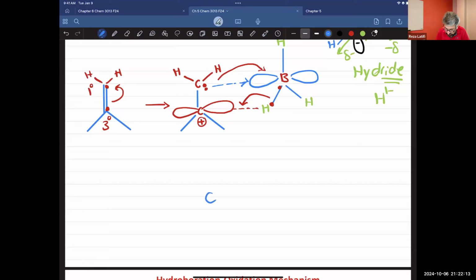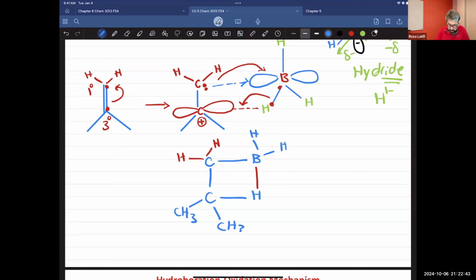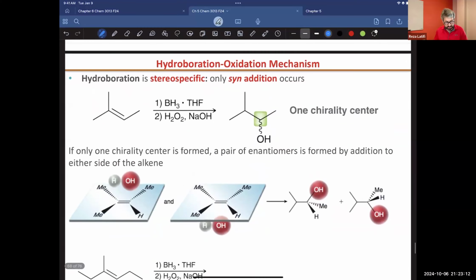We get carbon, carbon. The carbon at the bottom will be attached to hydrogen, and of course that hydrogen is attached to boron. Here we have two hydrogens, and the carbon at the bottom has two carbons attached to it. As you see, the addition of boron and hydrogen is happening to one side of the molecule. At the same time, both of them got added, and that's the reason we say this is a syn addition. This is the way it's happening.